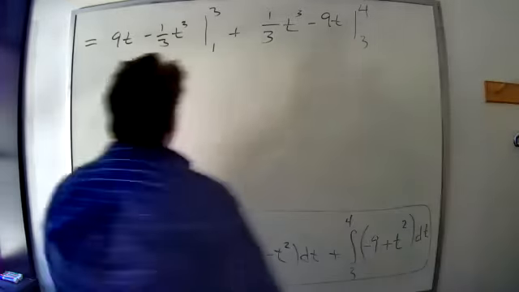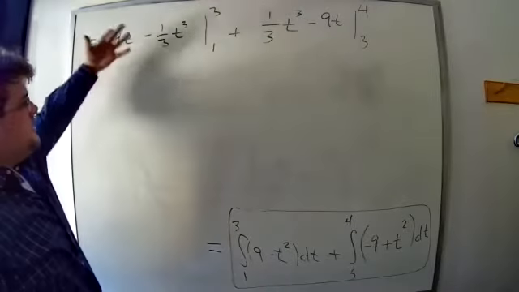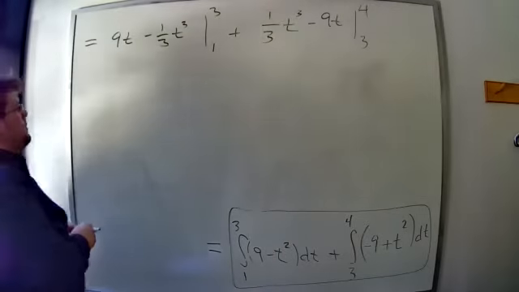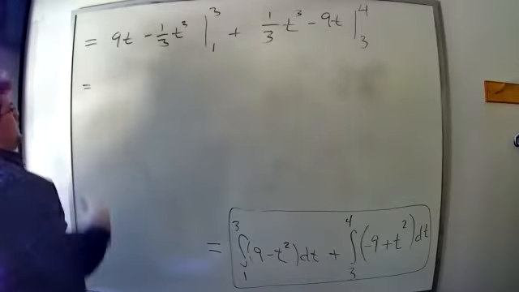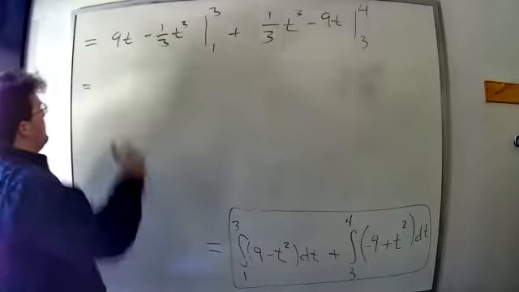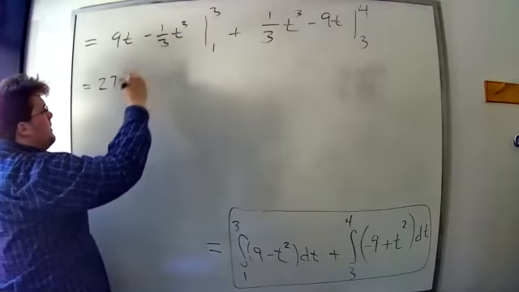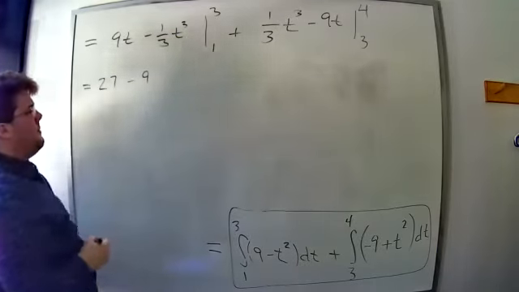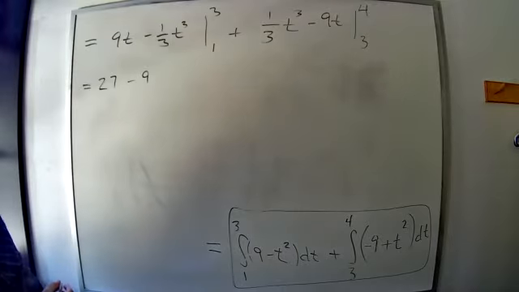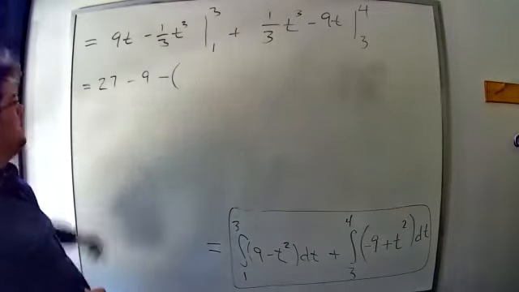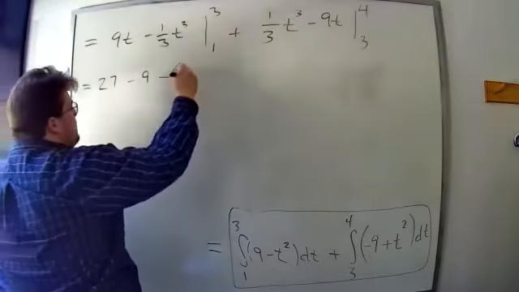And each of these pieces, we evaluate this at the top bound and subtract what we get when we evaluate it at the lower bound. So what do we get here? At the top bound, we have 27 minus 27 over 3. 27 divided by 3 is 9. So 27 minus 9. Evaluate at 1 and subtract. Evaluate at 1, we get 9 minus a third.